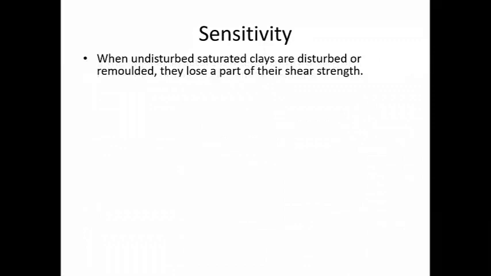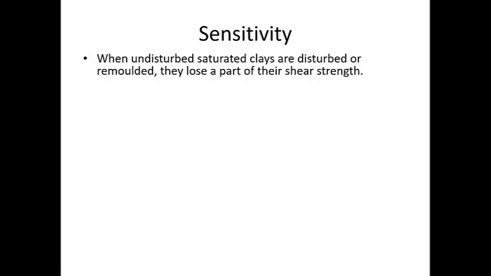Another term, soil sensitivity. So when undisturbed saturated clays are disturbed or remolded, they lose a part of their shear strength, right? That is why we try to obtain undisturbed samples from the ground, right? I already told you yesterday what are undisturbed samples and what are remolded samples. So we will always try to get undisturbed samples from the ground for laboratory tests. Why? Because they represent the shear strength and other in situ properties of the soil as closely as possible, right?